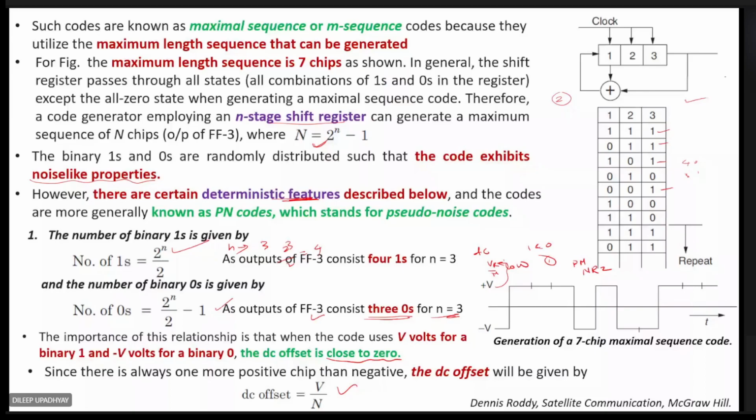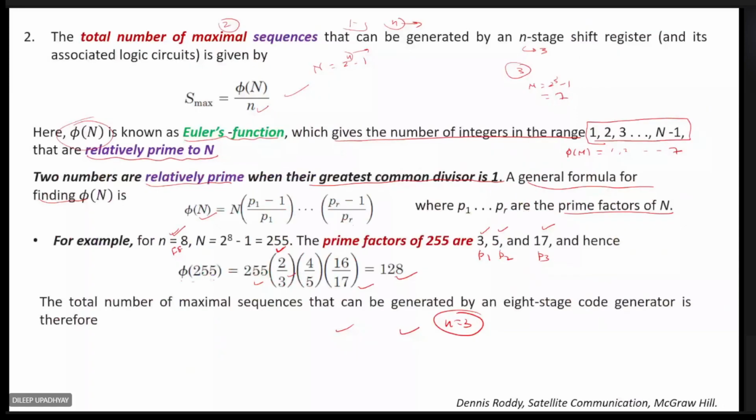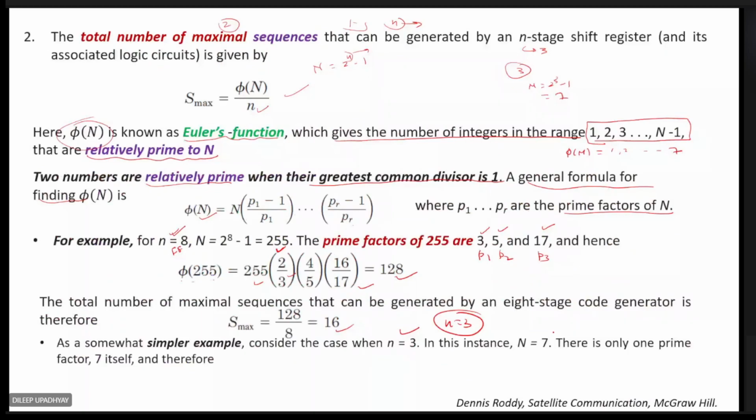For this circuit, since here we have taken n equals 3, we have seen that there are two maximal sequences that are possible. So if you take n equals 3, capital N will be 2 to the power 3 minus 1, that is 7. If you calculate the prime factors of this 7, there is only one prime factor, that is 7 itself, and hence we can consider it as P1.